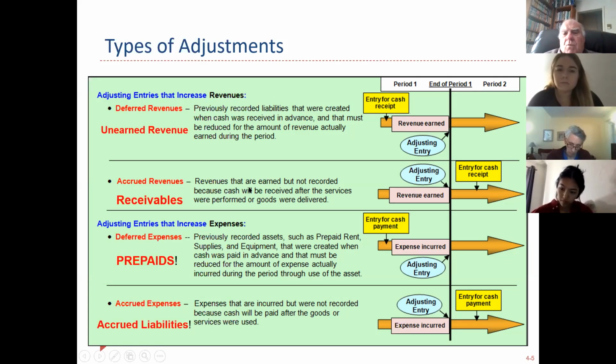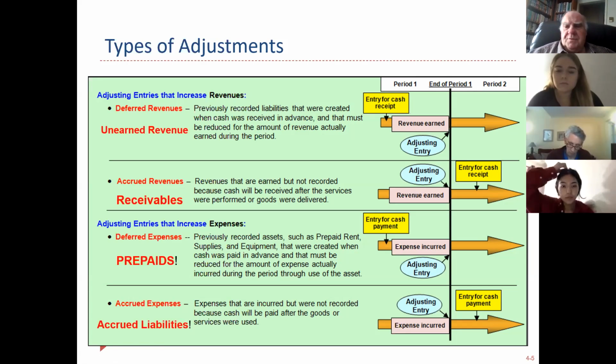Accrued revenues, what we're talking about here, everybody, is essentially interest income. You loaned me $1 million at, say, 12% a year. The first year ended, and I now owe you 12% interest, or $120,000. But I don't have to pay you till maybe another 2 weeks. That's the deal.